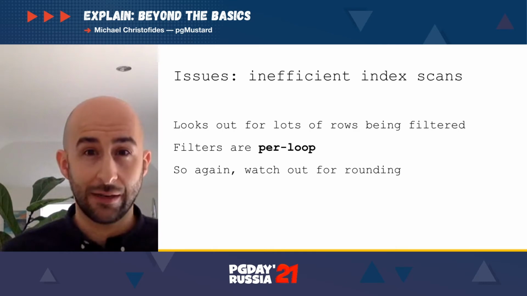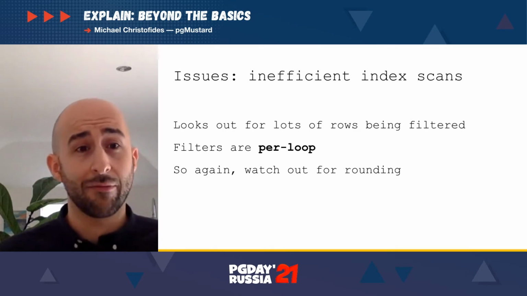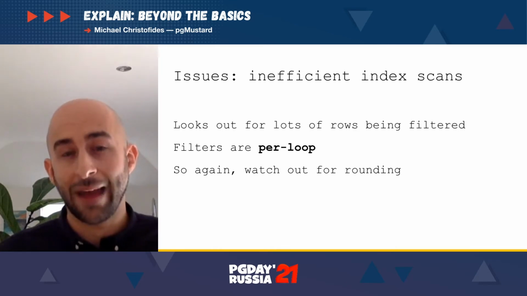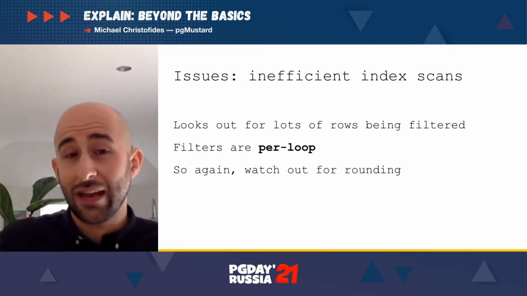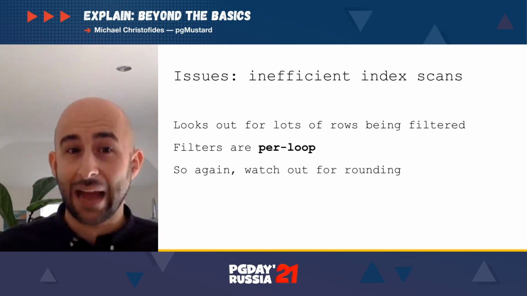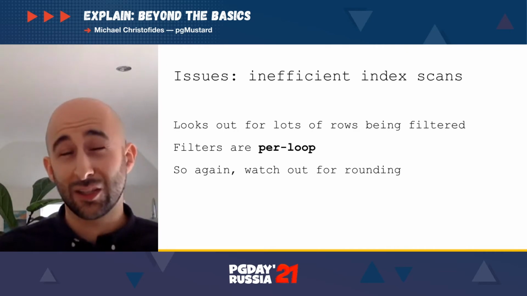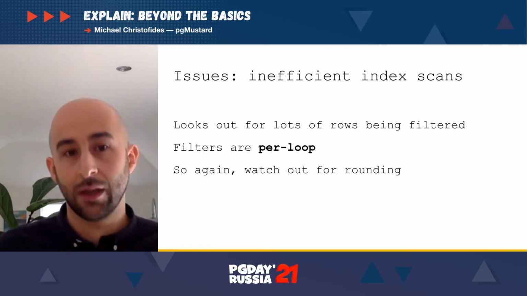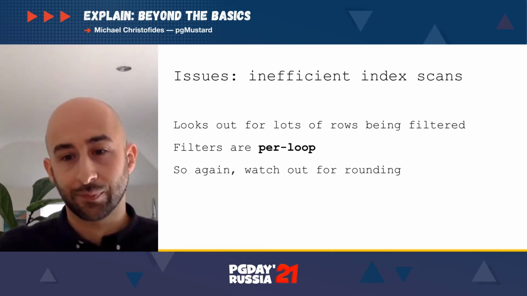Importantly, in fact crucially for these index scans, it's worth remembering that these filters are a per loop average again. And because they are a number of rows, they're an integer, and there can be quite severe rounding issues, especially around 0 and 1 rows per loop.